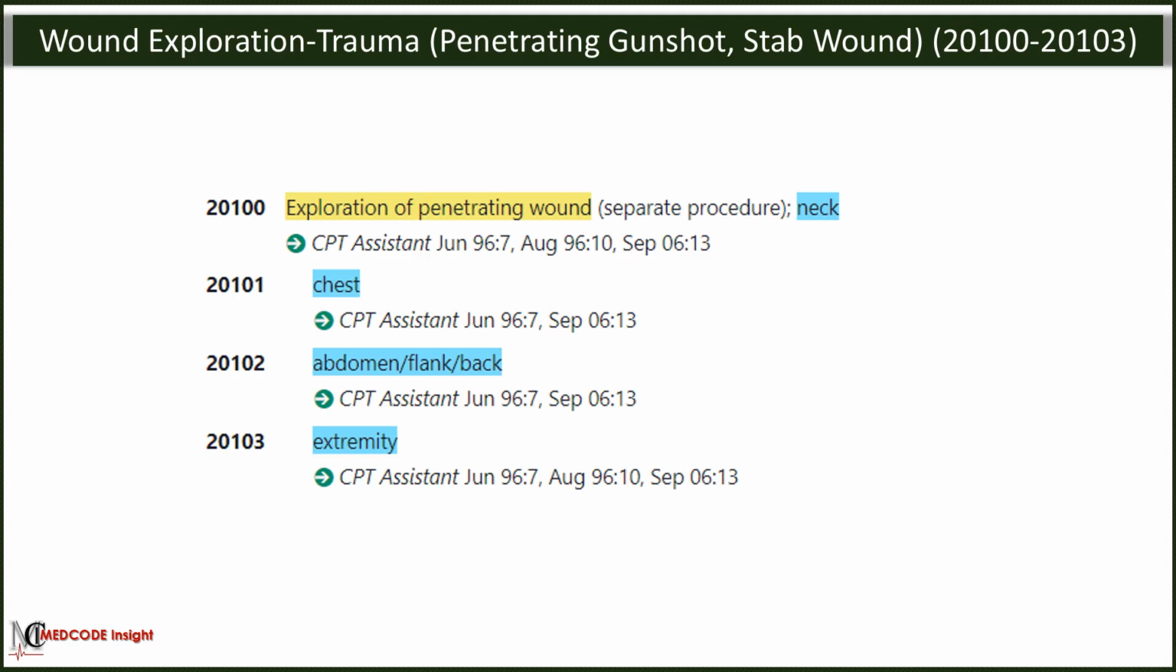The code range 20,100 to 20,103 is used to describe wound exploration procedures typically following penetrating trauma such as stab wounds, gunshots, or other similar injuries. These codes are applied based on the location of the wound the surgeon explores. Code 20,100 is used for the exploration of the penetrating wound in the neck, while code 20,101 is for the chest. Code 20,102 applies to the wound in the abdomen, flank, or back, and code 20,103 is used for the extremity wounds.